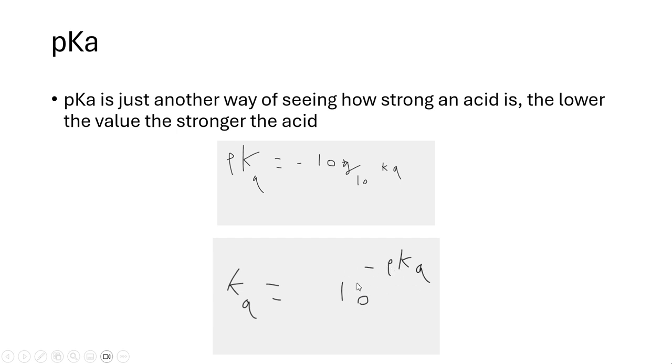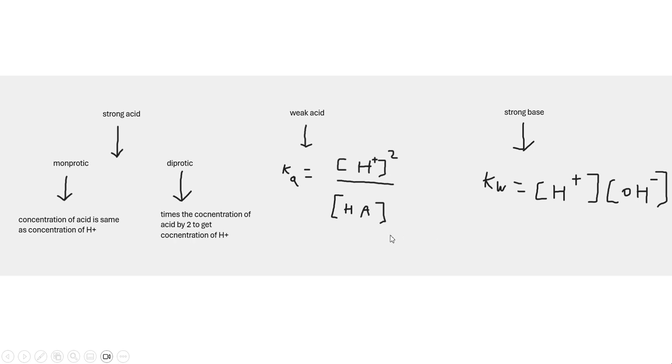If you don't know how this second thing came, just memorize that these are the two formulas. You want pKa, you have that. You want Ka, you've got the second equation. Obviously this comes from logs. If you do A-level maths, you'll know about this. This is the inverse of a log.